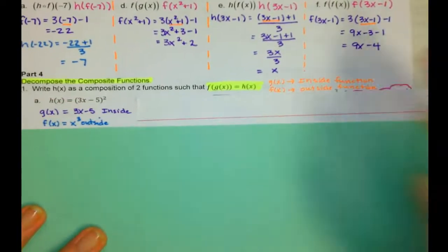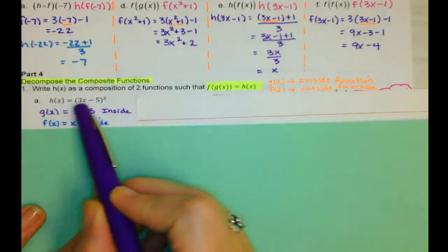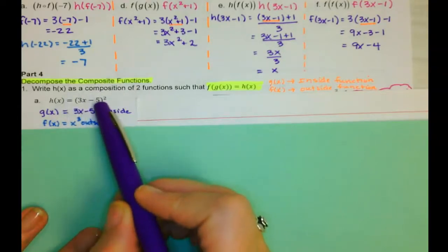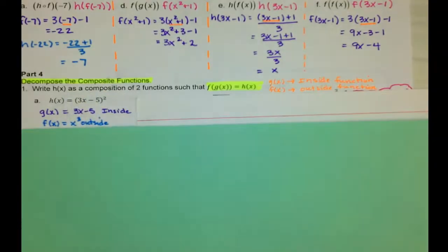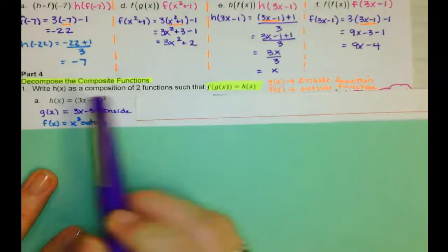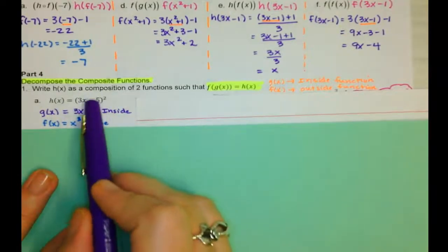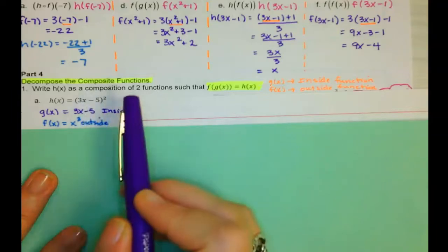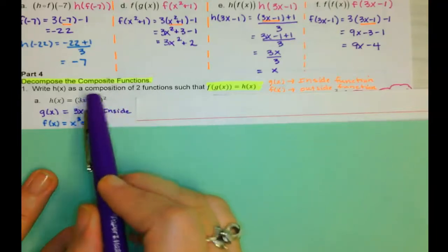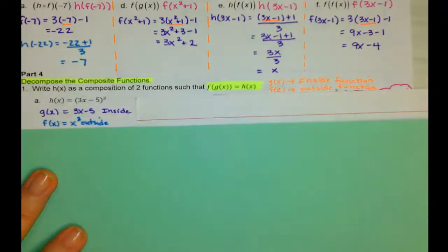So this next example, the problem is right here, 3x minus 5 all to the power of 2. So I'm hoping that you can see with these parentheses here and the power of 2 that we're actually talking about a quadratic equation, but when I look inside those parentheses, I see a linear equation. So inside is the linear, which is the inside function g of x, and the outside function then, when you take all this out, would just be x squared.